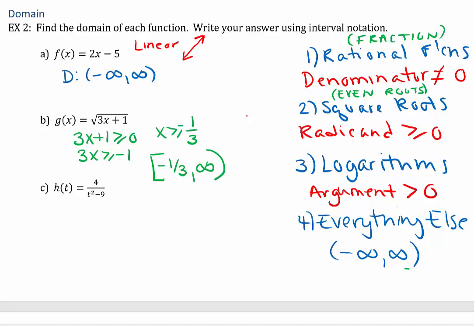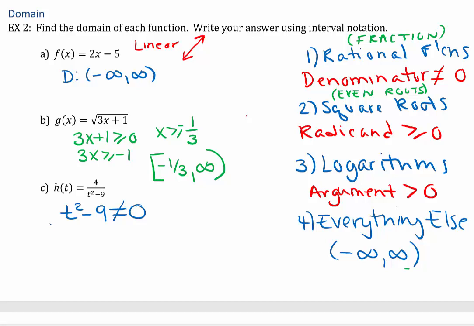All right, example C, h of t is 4 over t squared minus 9. This is a rational function. This is a fraction. And so the rule is, anytime we have a fraction, the denominator, which in this case is t squared minus 9, cannot equal 0. We're not allowed to divide by 0.